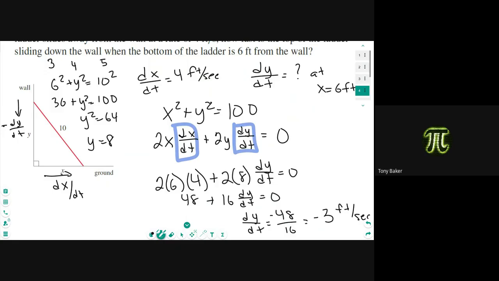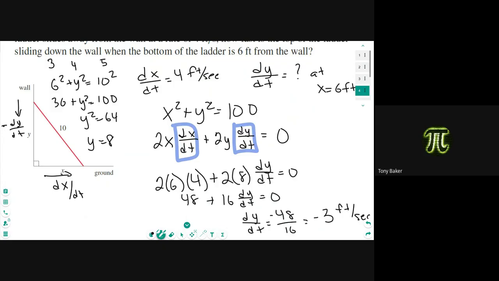Feet per second. So you're falling to the ground at a rate of 3 feet per second. Was it asking us how fast it's falling? Do we specify negative 3 feet per second? Just say 3 feet per second. Can you put down our final answer?